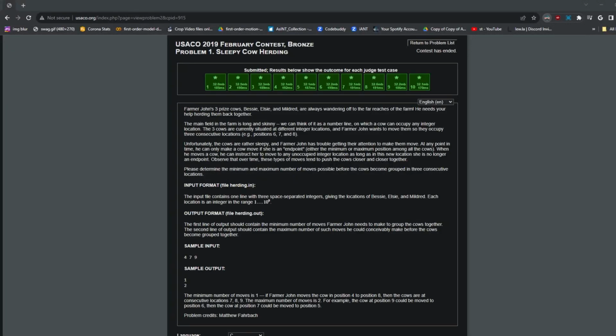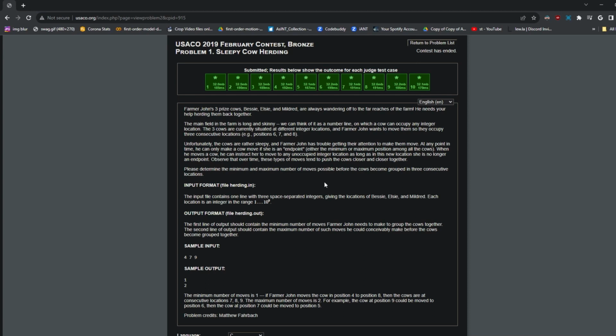Hi everyone. Today we're going to be going over sleepy cow herding. Basically in this problem, Farmer John has three prize cows, and these prize cows are Bessie, Elsie, and Mildred. And they're always wandering off on the farm. We're just trying to herd them together, these three cows.